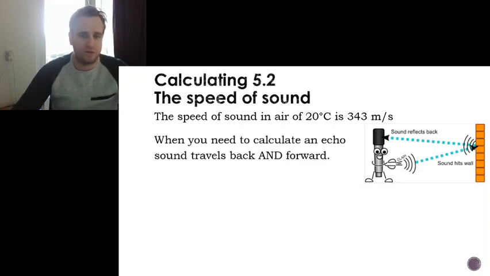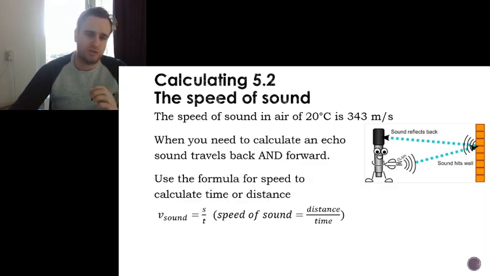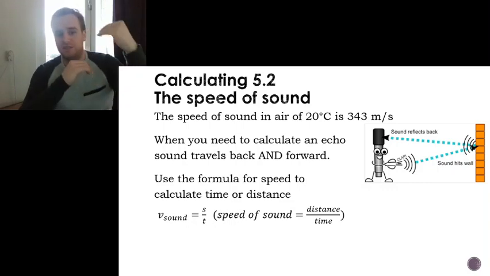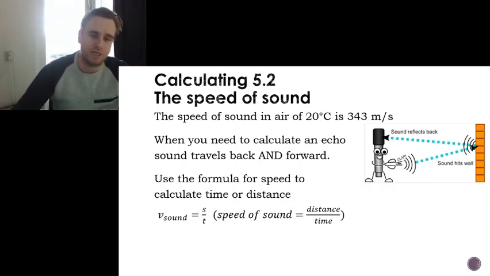When you want to calculate this, you need to use the following formula. The speed of sound is the distance divided by time. Again, just like last chapter, you need to rewrite it. So the distance is velocity times time, or time is the distance divided by the velocity, the speed.